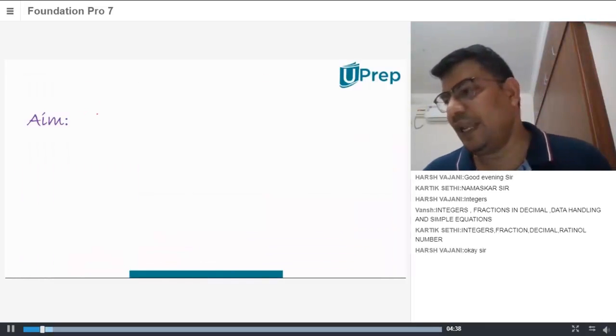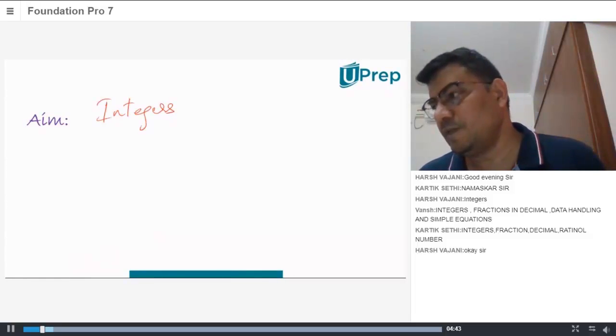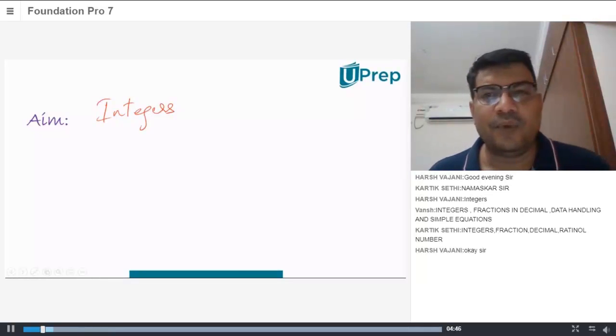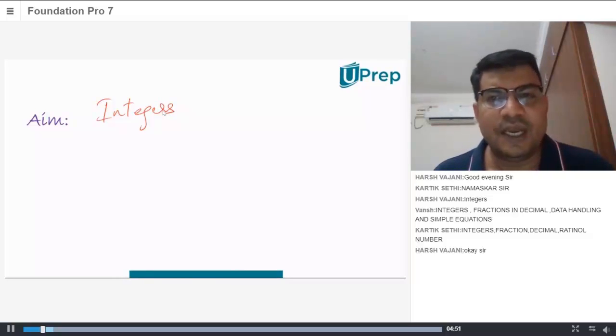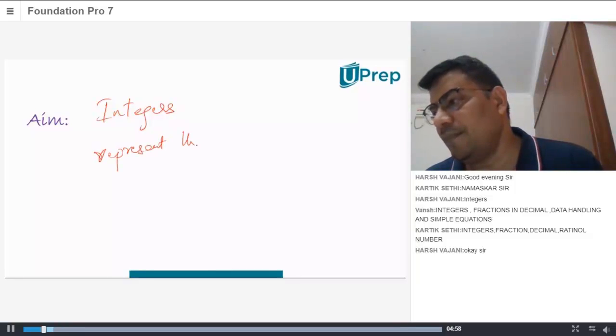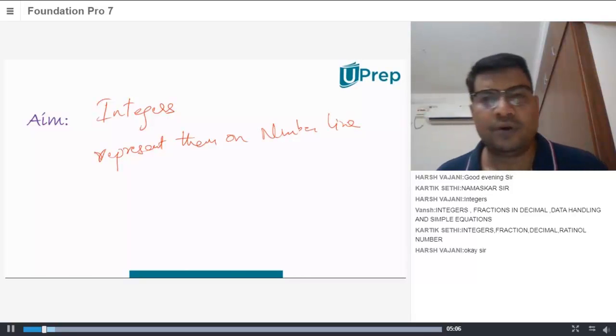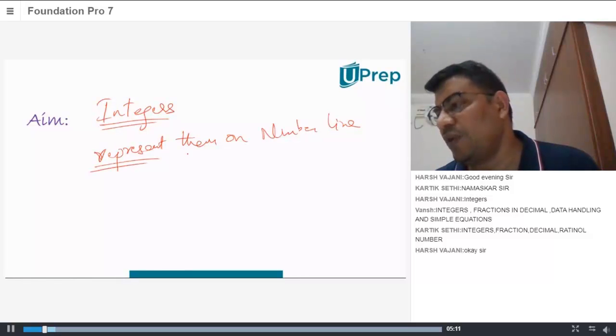So today's aim will be to understand what integers are. We will try to understand very fundamental things about integers and how we represent them on a number line. How do we represent them on a number line? So we'll be focusing on that. That will be the core purpose of today's class. So we'll be focusing on integers and how we represent them on a number line.